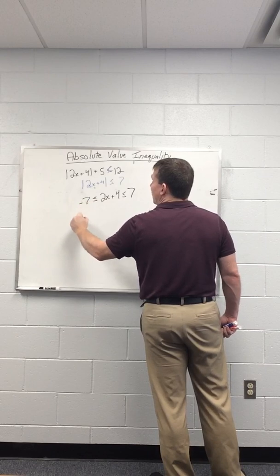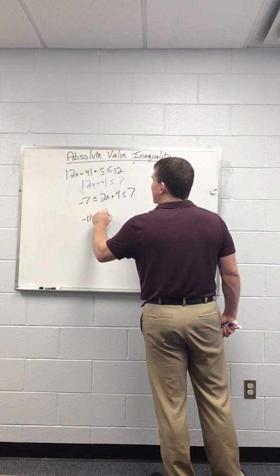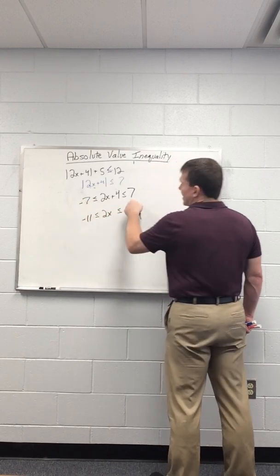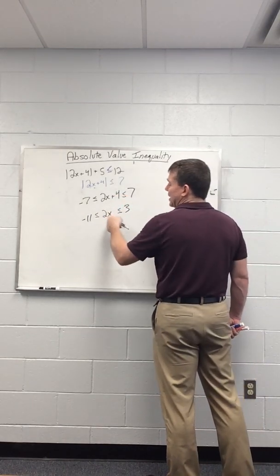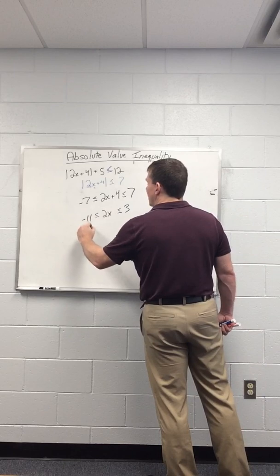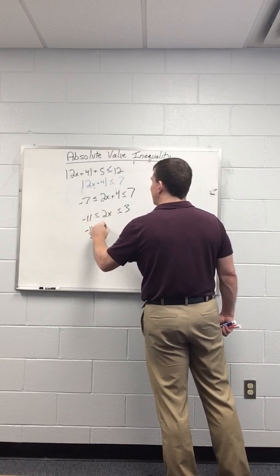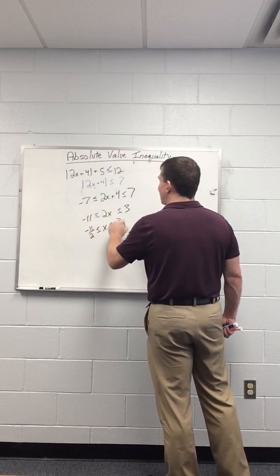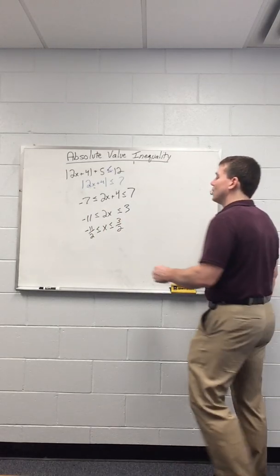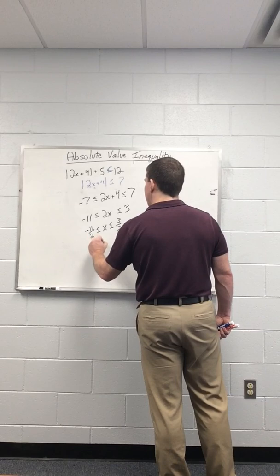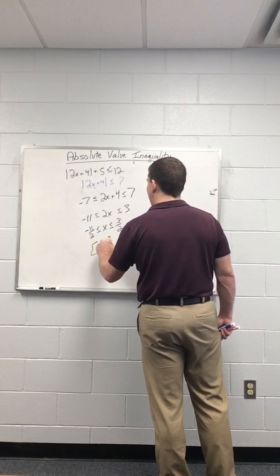Negative 7 minus 4 is negative 11, is less than or equal to 2x, is less than or equal to 7 minus 4, 3. I want to isolate the x, so I divide by 2. Negative 11 halves is less than or equal to x, is less than or equal to 3 halves. And there's my solution. I get the closed interval, negative 11 halves to positive 3 halves.